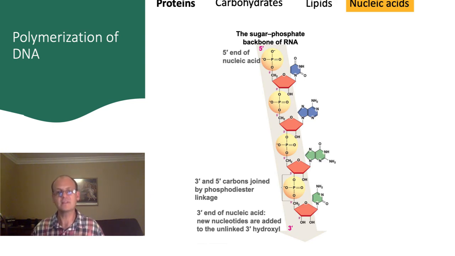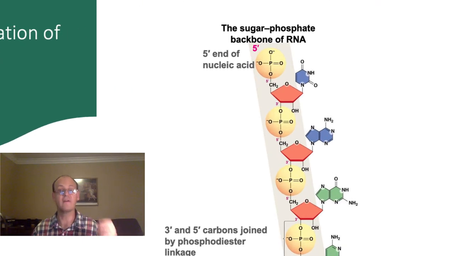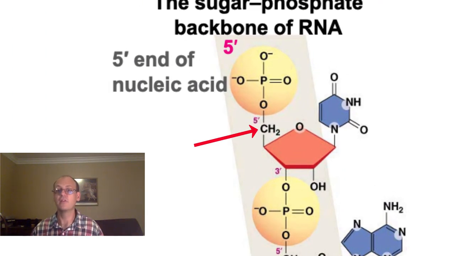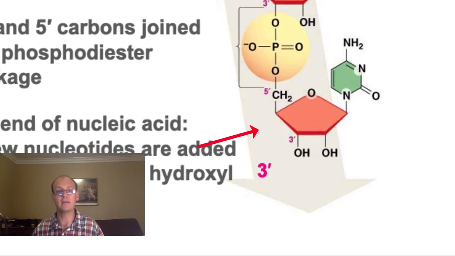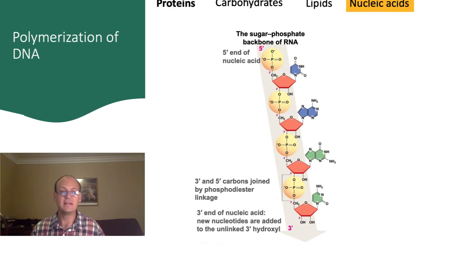Lastly, notice that this strand of DNA has directionality. There's a 5' end that's located at the phosphate group, which is attached to the 5th carbon of the sugar. There's also the 3' end, which is the unattached 3rd carbon of the sugar group. As I mentioned, DNA always polymerizes at the 3' end.